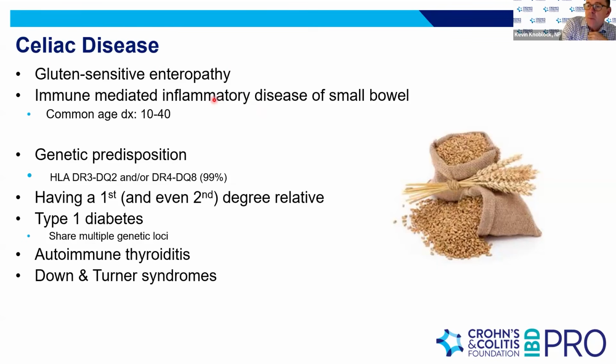So it is believed to be an immune-mediated inflammatory disease of the small bowel. Diagnosis age is roughly in that same population as Crohn's and IBD, 10 to 40. There is definitely a genetic predisposition. It's a test we do order. Having a first or second degree relative predisposes one. Type 1 diabetes, as there are commonalities and some genetic loci there. People with autoimmune thyroiditis are also at a little bit more risk, and those with Down and Turner syndromes as well.